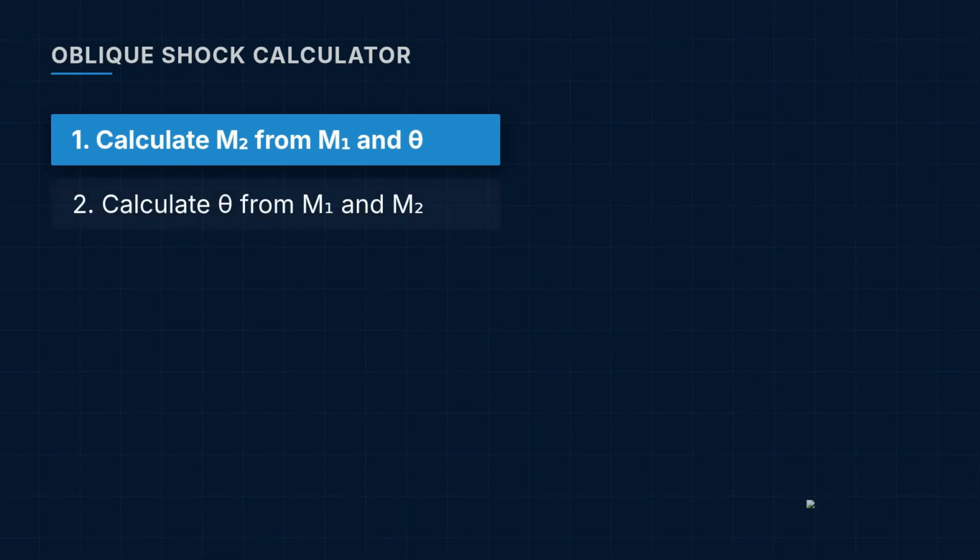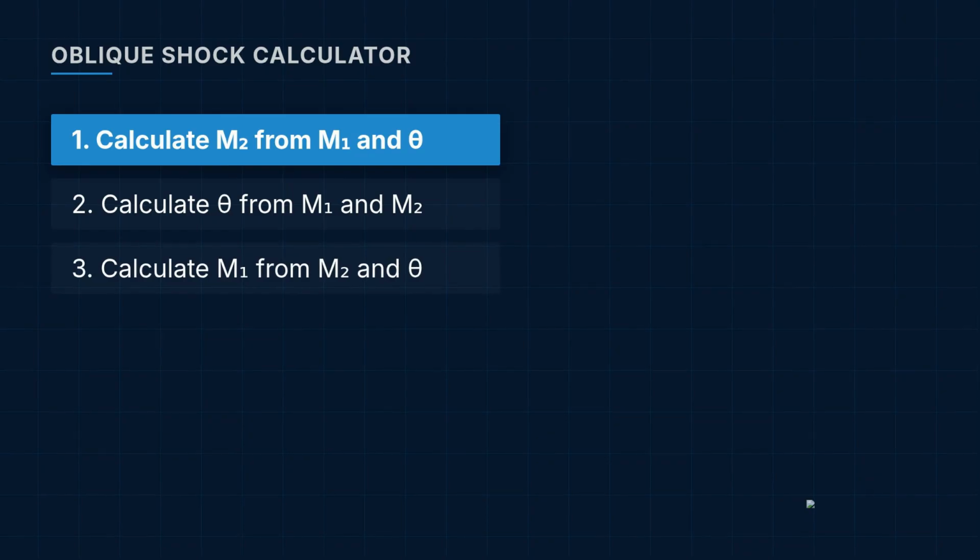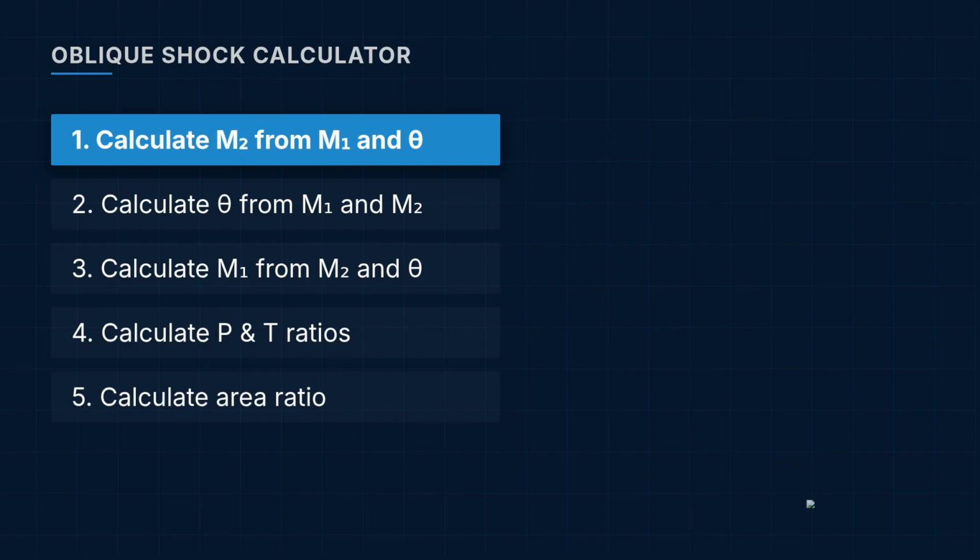Calculate M2 from M1 and deflection angle Θ. Calculate deflection angle Θ from M1 and M2. Calculate M1 from M2 and deflection angle Θ. Calculate pressure and temperature ratios, and calculate area ratio from Mach numbers.